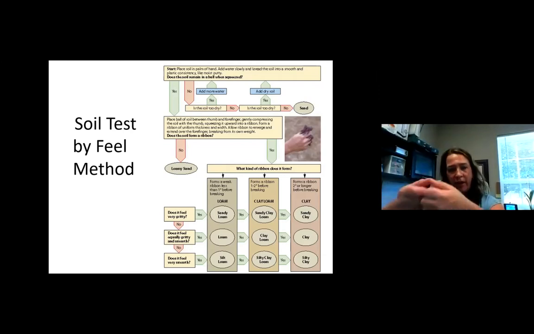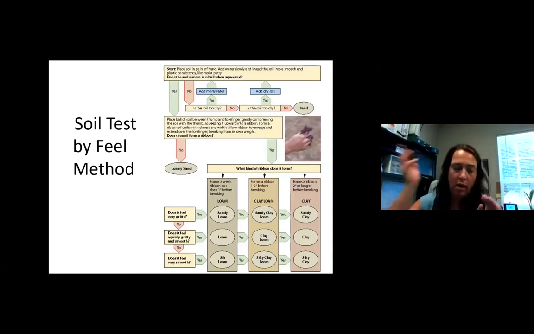If you squeeze it, it holds its shape and it continues to hold its shape, then you can run your finger on it and try to create a ribbon. And depending on how long you can get that ribbon, you can see how much clay dominates your soil. But for most of us, you either have sand or you have clay. There's a few places in the state of South Carolina where it's loamy, but the majority of us have sand or clay.